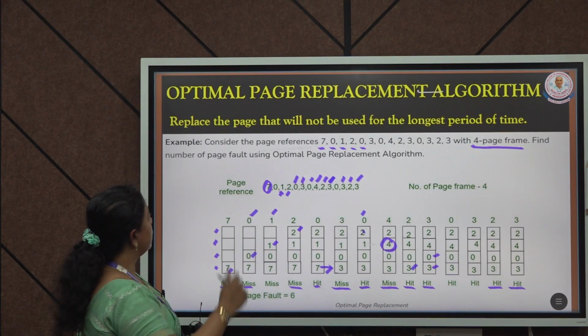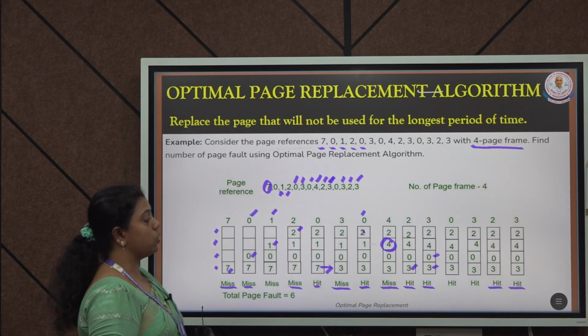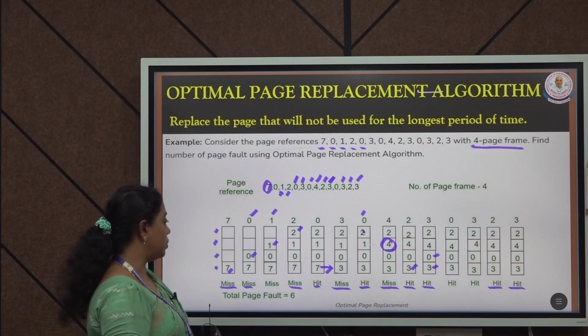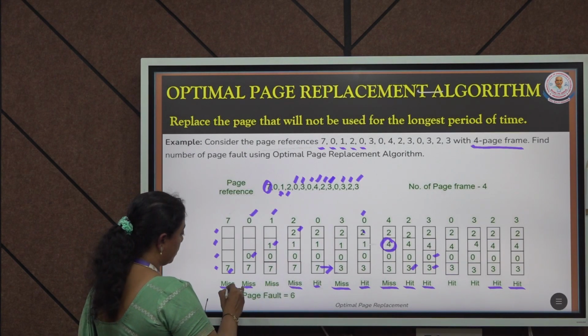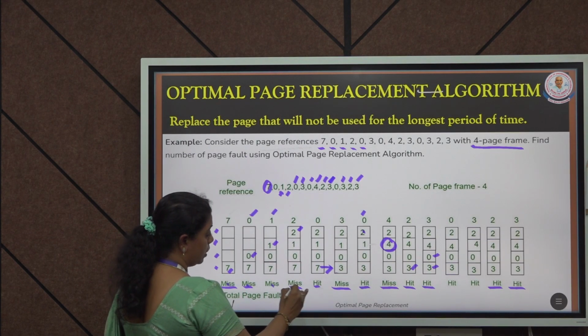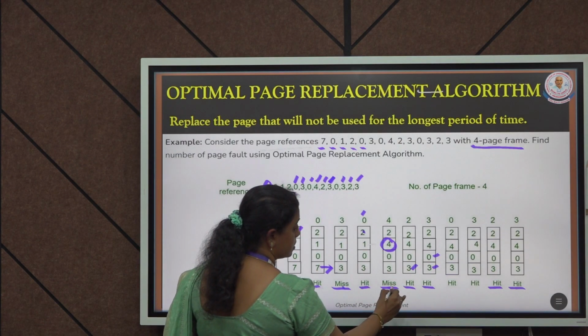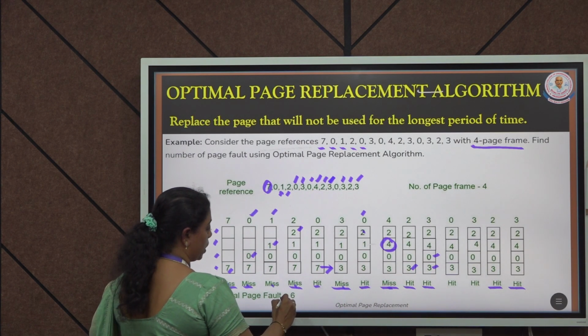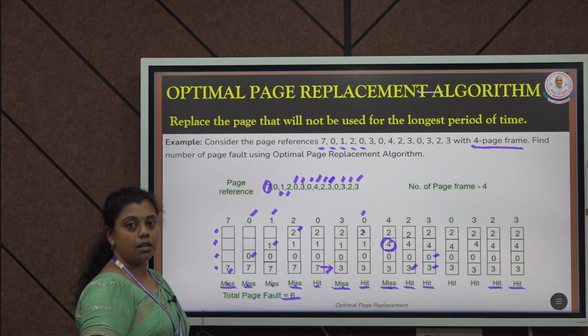So we have to find the total number of page faults that occur using the optimal page replacement algorithm. So count the number: 1, 2, 3, 4, 5, 6. So the total number of page faults that occur here is 6.